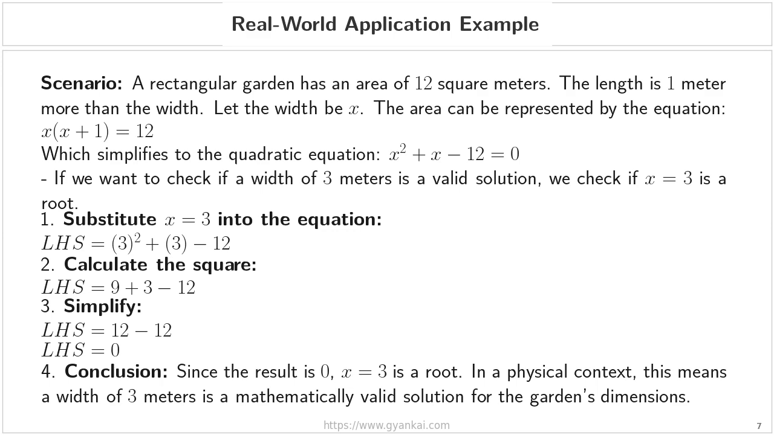In the context of our real-world problem, this means that a width of 3 meters is a mathematically valid dimension for our garden. Now that we have seen how to verify a root using a purely algebraic example, let's move on to slide 7, where we apply this concept to a real-world scenario. This will help you see how these abstract numbers actually represent physical dimensions. In the next slide, I will highlight some common pitfalls to watch out for when performing these types of substitutions.